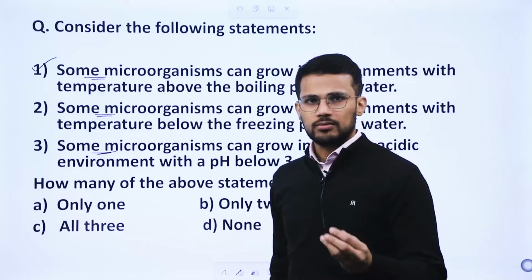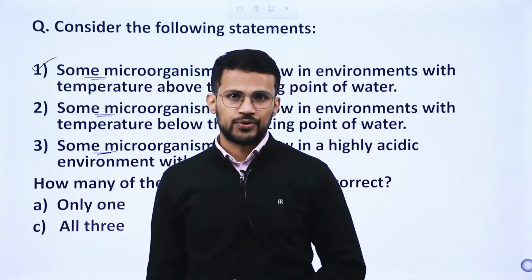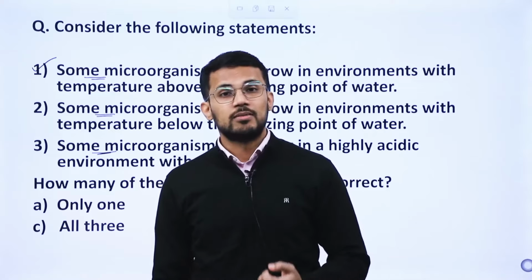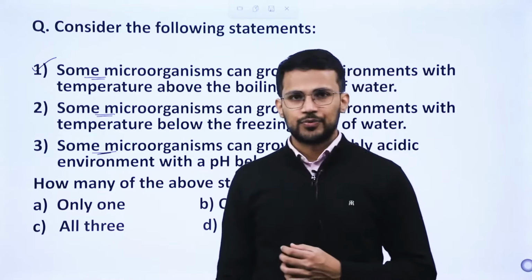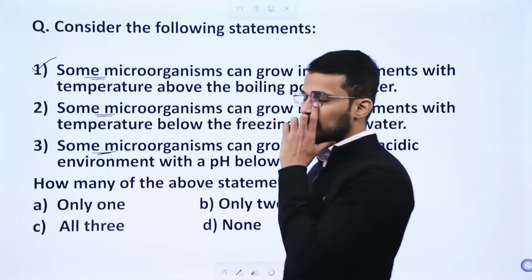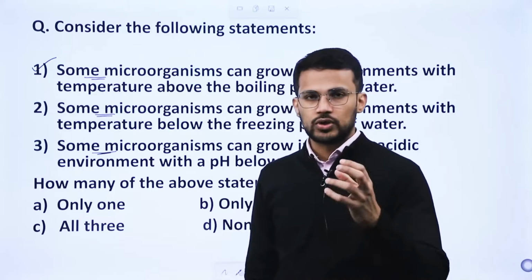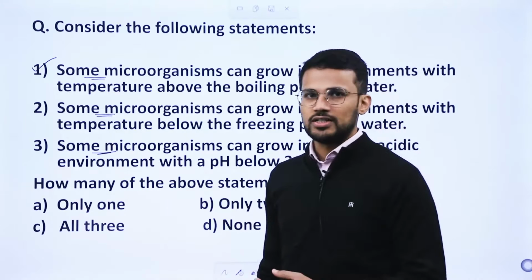Second, some microorganisms can grow in environments with temperature below the freezing point of water, right. There are some microorganisms which can grow even below the freezing point, even in sub-zero temperatures. So, that is also a correct statement. Those microorganisms are called psychrophiles. Those which can grow in extremely low temperatures are called psychrophiles.